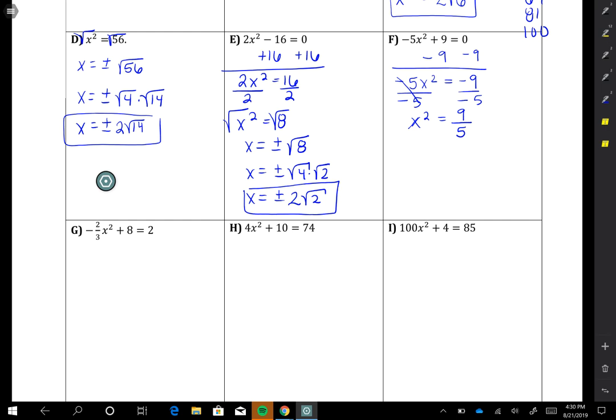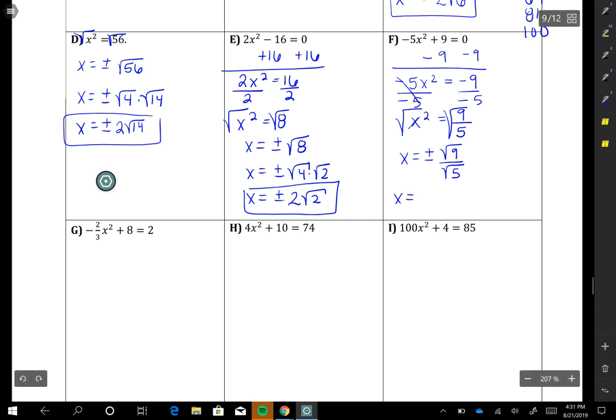And also, do not put a decimal. We want to keep this as a fraction because of what we learned about taking the square root of fractions. Because now our next step is to take the square root of both sides. And remember, when we take the square root of a fraction, we can separate that radical and take the square root of the numerator and the denominator separately. So I can write this as x equals plus or minus the square root of 9 divided by the square root of 5.